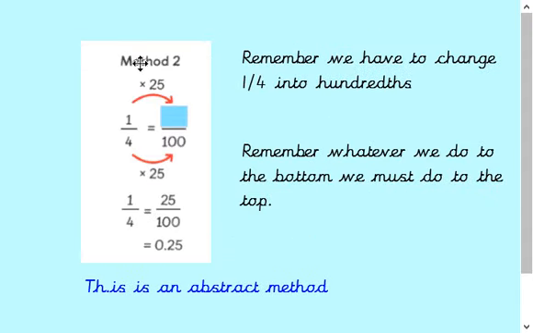It is possible that we could write it as an abstract method using just the numbers again. So if I had 1/4 and I want to convert that into hundredths, then I would take the 4 and I would have to multiply that by 25. 4 lots of 25 or 25 lots of 4 will equal 100. Remember, whatever we do to the bottom, we must do to the top. So 1 times 25 will leave me with 25. So 1/4 then will equal 25 hundredths or 0.25.